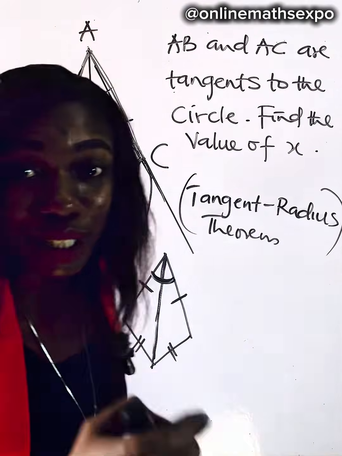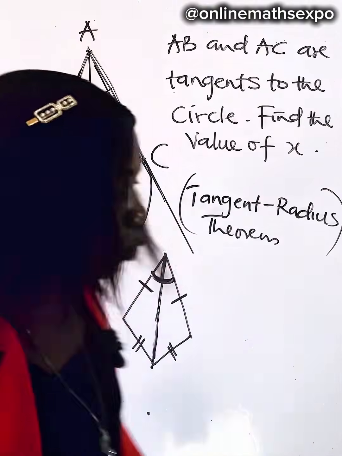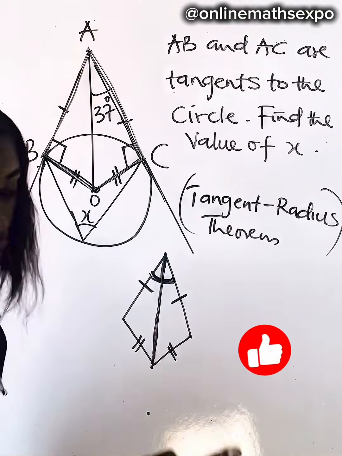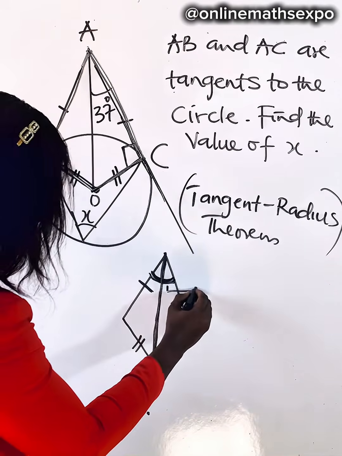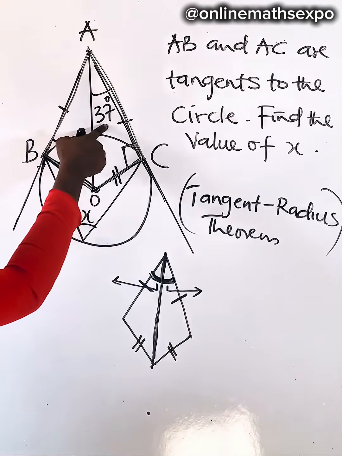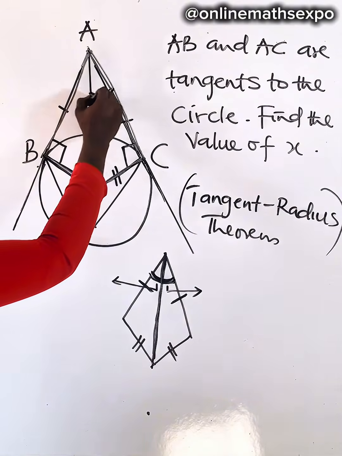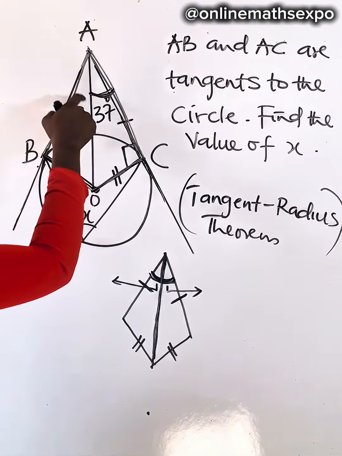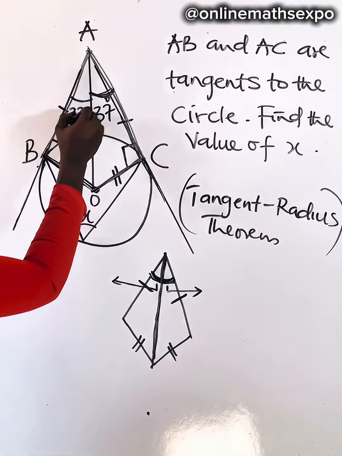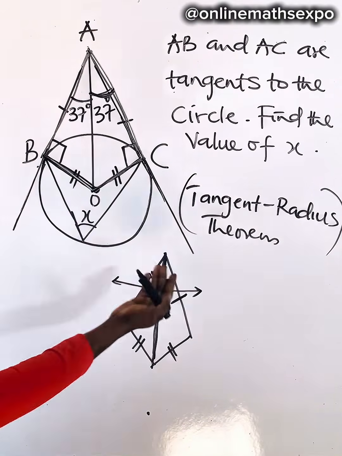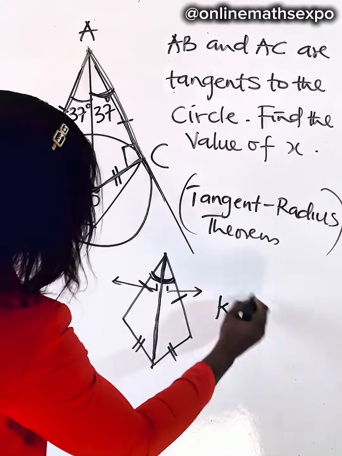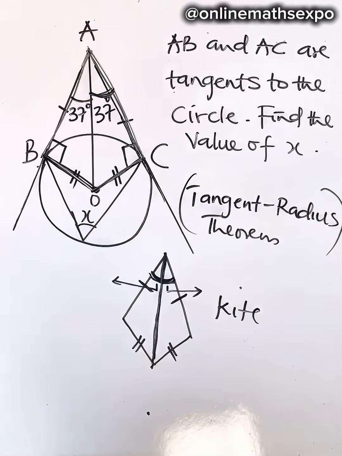Remember, bisection means to divide equally. So whatever angle that is here, this line divides it equally. So it means that what you have here should also be the same as what you have here. If you look at this, you see that this part is 37, so it should be equal to what should be here. So here should also be 37 degrees. Your reason is because the shape is a what? It's a kite.